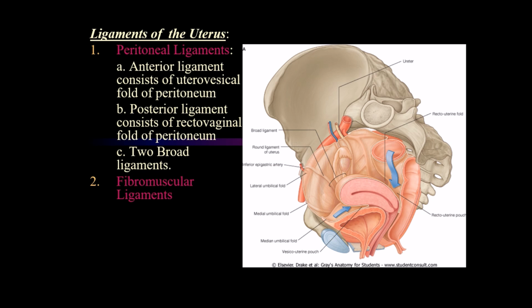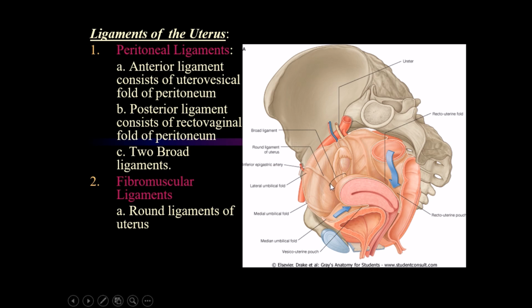Next, there are other very important ligaments. These are called the fibromuscular ligaments. After the peritoneal folds, there are important strong ligaments. They are fibrous in nature as well as muscular in nature. So they are called fibromuscular ligaments. Which are those? One is the round ligament of the uterus, a very important ligament.